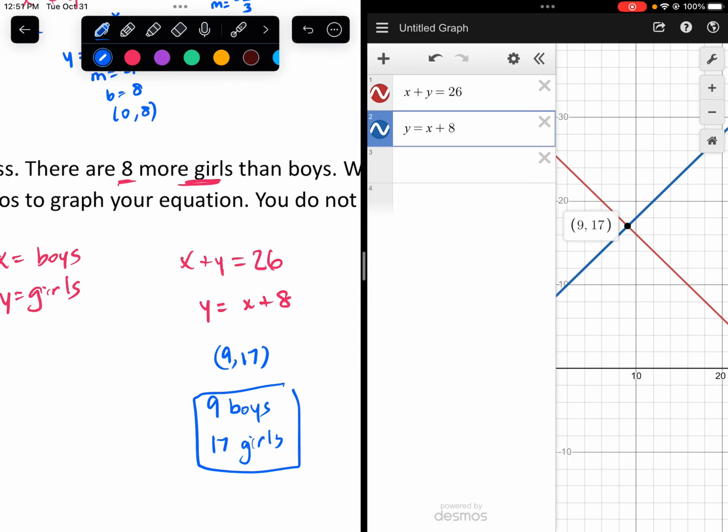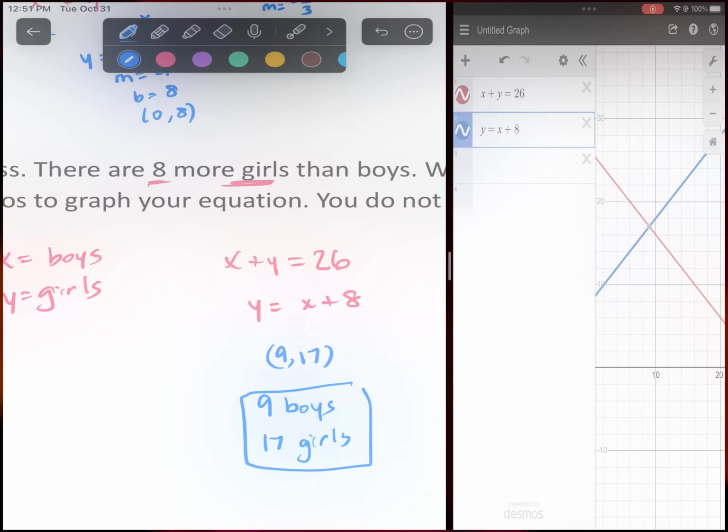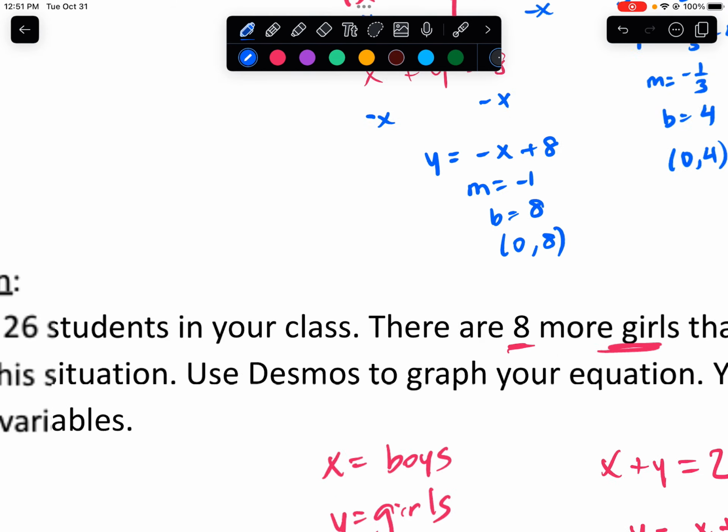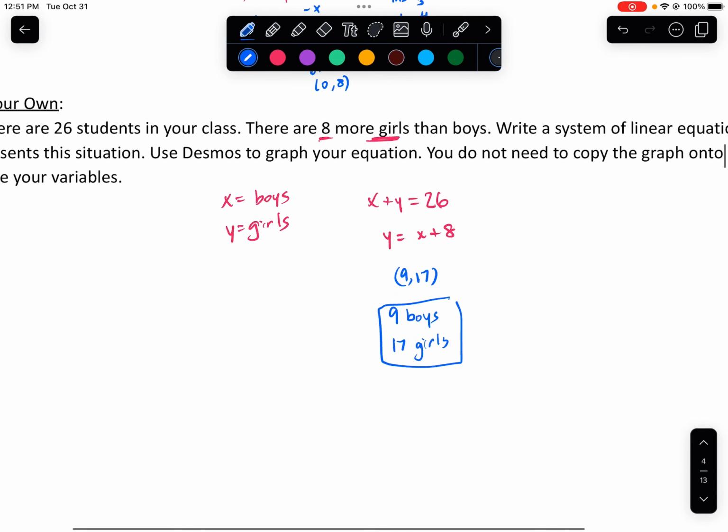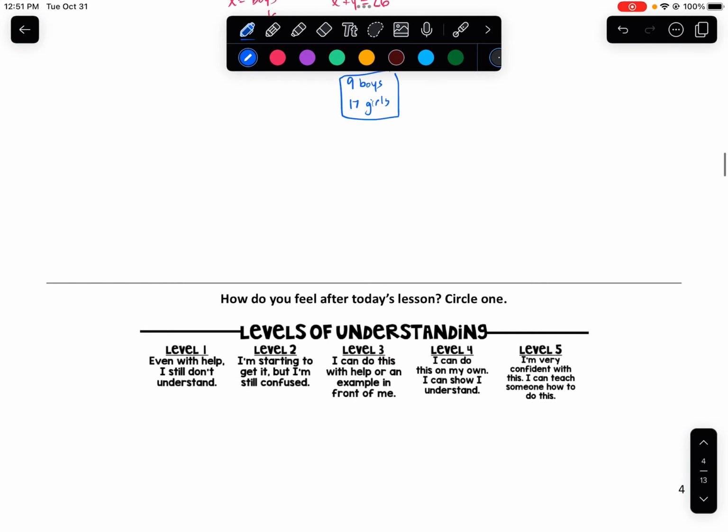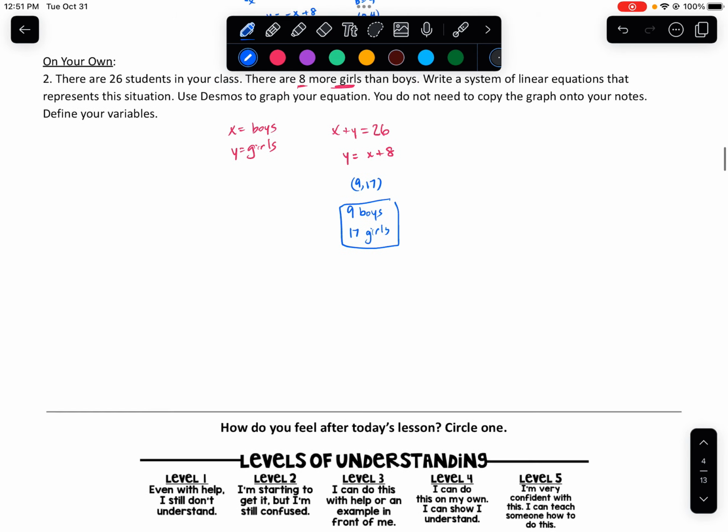Okay? All right, that is it for today's lesson. On one of the problems on your CYU today, you will have to use Desmos as well. All you have to do is go to desmos.com and click on the graphing calculator option. Don't forget to circle your level of understanding and write it on the Edpuzzle as well.